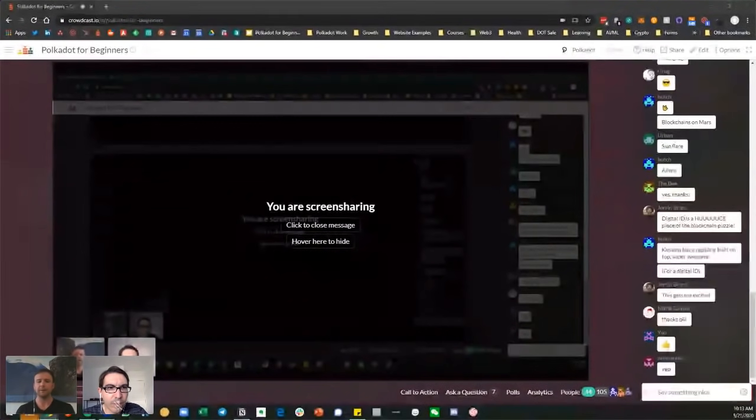Parity themselves are based in Berlin. As I mentioned, it's a big development shop of around 120 people. And these two organizations work kind of hand in hand on driving Polkadot forward.